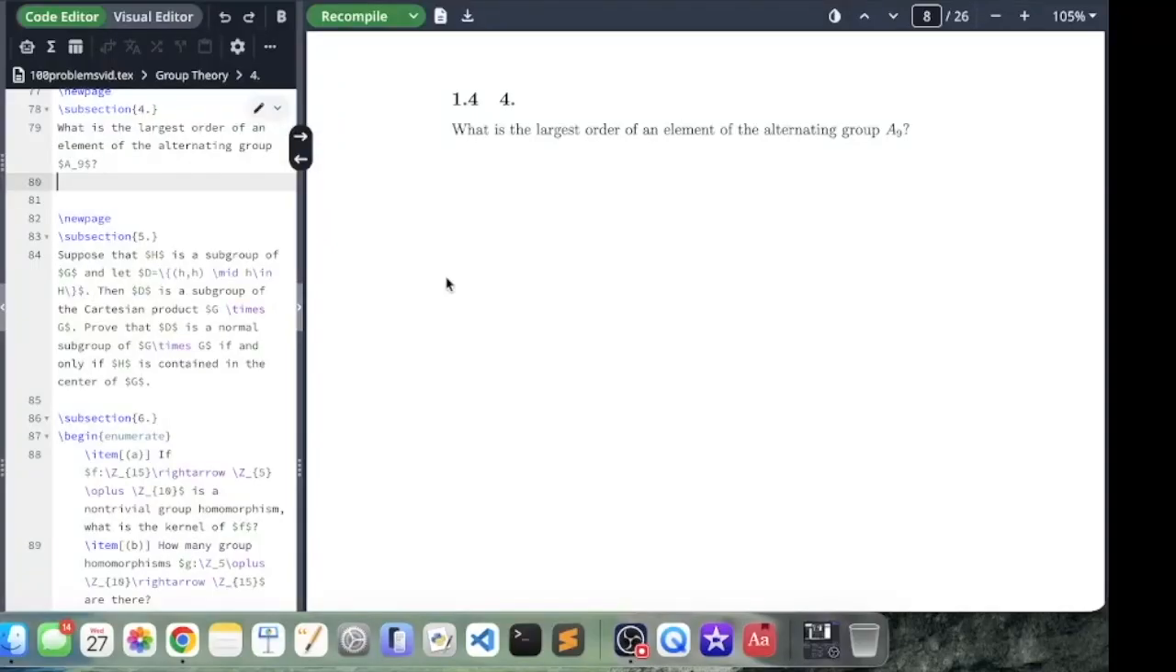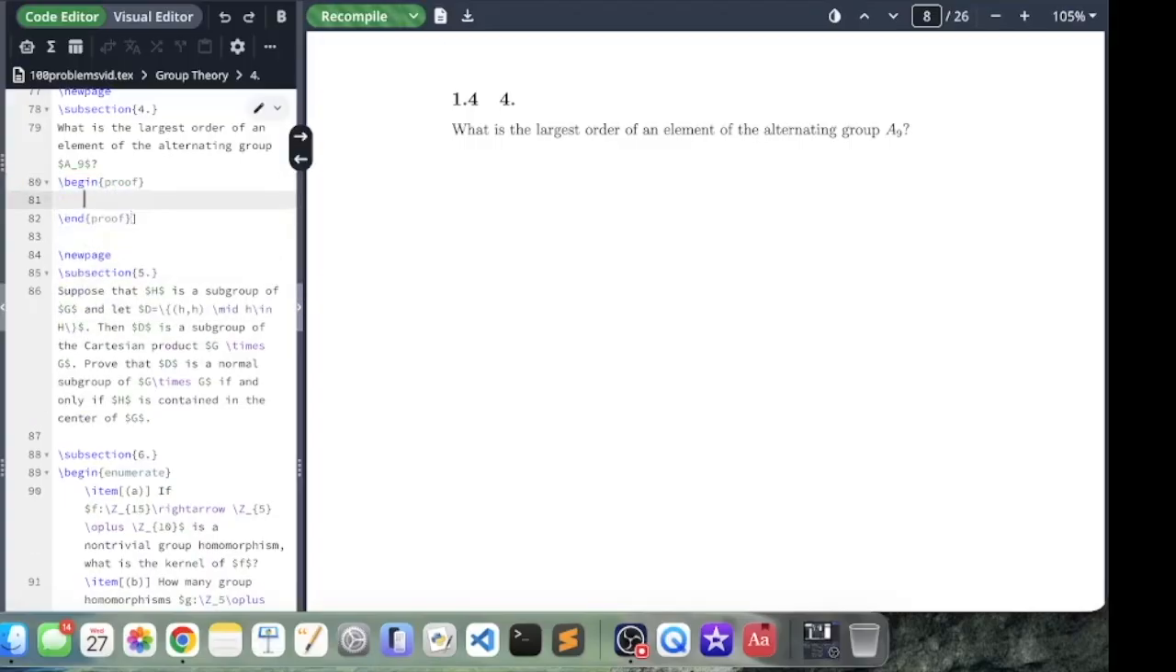All right, problem number 4 of group theory. What is the largest order of an element of the alternating group A9? Okay, the alternating group A9 is the even permutations. Okay, so let's get our proof environment. What is the largest element of an order?